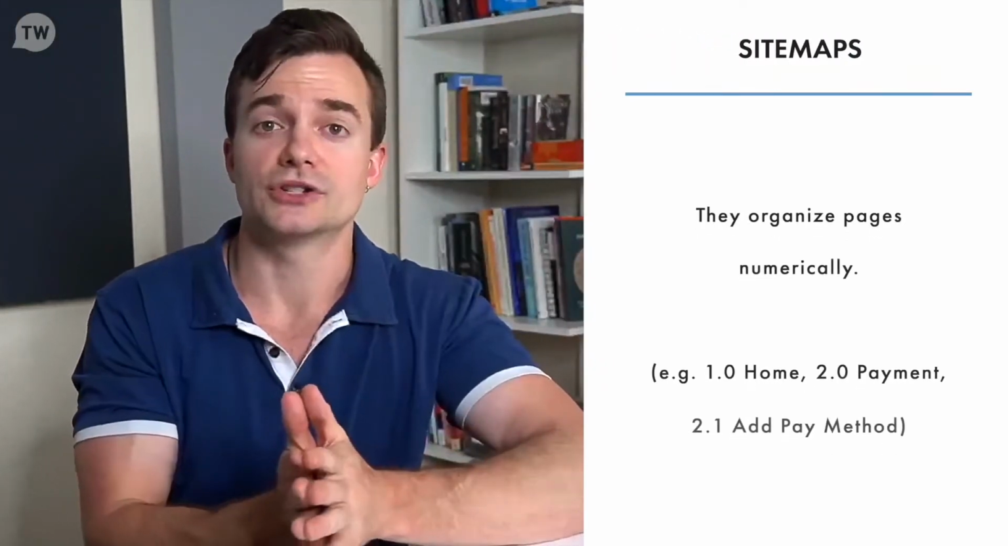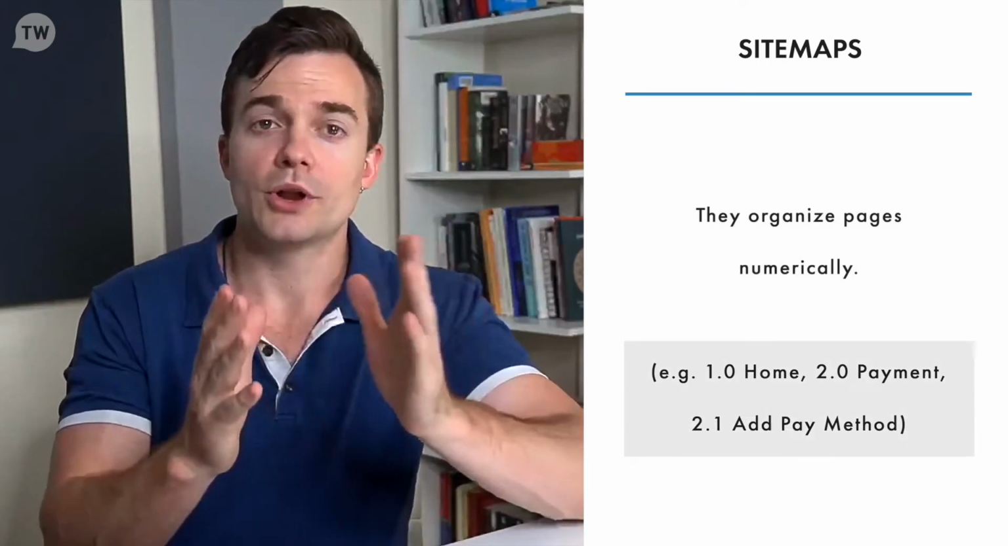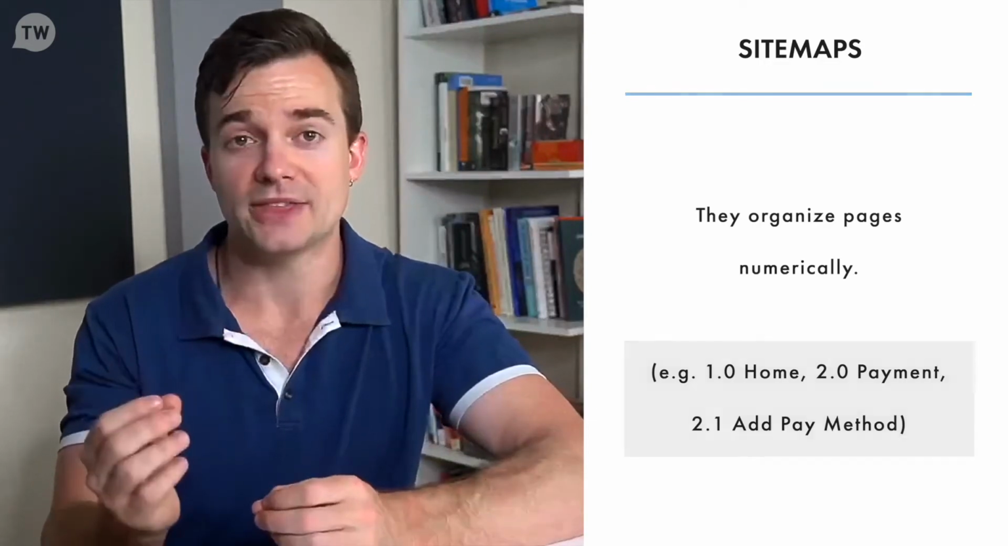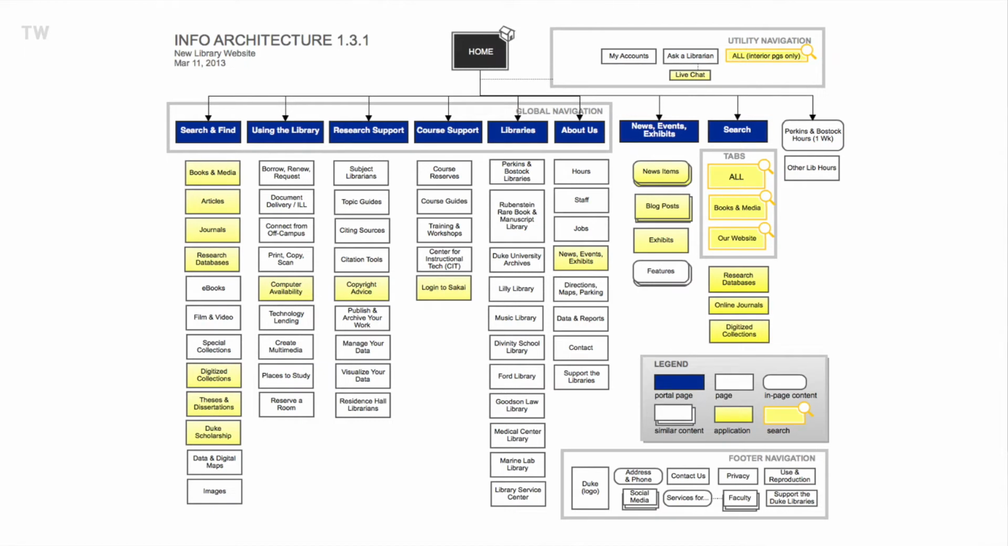Sitemaps come in handy for understanding hierarchy since they organize pages numerically, such as 1.0 would be the homepage, 2.0 would be the payment page, and 2.1 would be the add pay method, and so on and so forth. Or consider the example here for Duke University's library website, where the top navigation isn't only at the top, but also highlighted to be visible across the entire application. The structure of Duke's site is straightforward. The homepage displays global navigation links plus content, and each global link links to a variety of pages of relative stature.